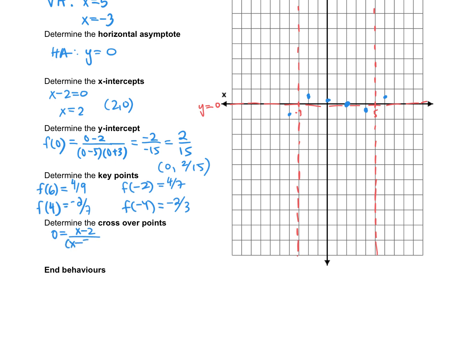Now, we already know that there is a crossover point at 2, but I just want to do this to show you the math and in case there are other ones. So I put 0 in because that's the asymptote. And now I'm just going to put the 0 over 1 and do a little cross multiplying.